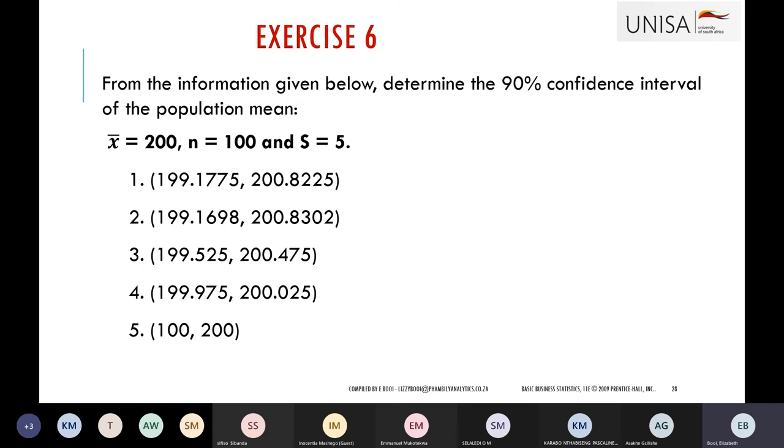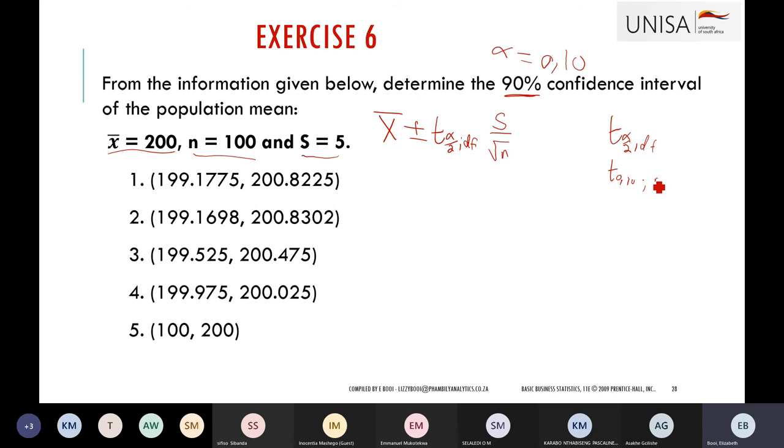From the information given below, at a 90% confidence interval, it means we're going to use alpha of 0.10. Our X bar is 200, our N is 100, and our S, the sample standard deviation, is 5. So we're going to use the formula X bar plus or minus T alpha divided by 2 and the degrees of freedom, times S divided by the square root of N. And we go find T alpha divided by 2 and the degrees of freedom. So alpha is 0.10, N is 100 minus 1.